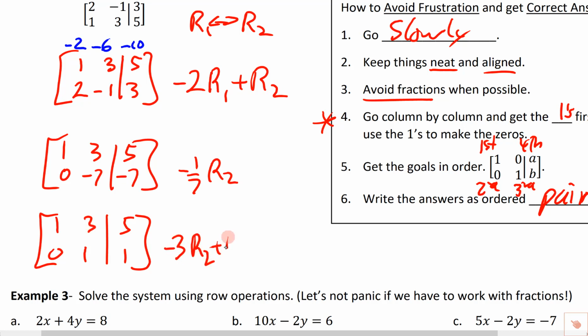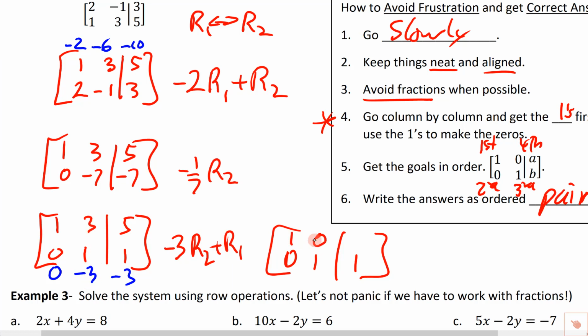That's row 2. And we're going to add to row 1. Row 1 is going to change. Row 2 stays the same. So 0, 1, 1. And I'm going to use a multiple of this row. So I'm going to multiply by -3: 0, -3, and -3. If I add the 1 and the 0, I end up with a 1. If I add the 3 and the -3, I end up with a 0. And if I add the 5 and the -3, I end up with a 2. So this is the right answer.